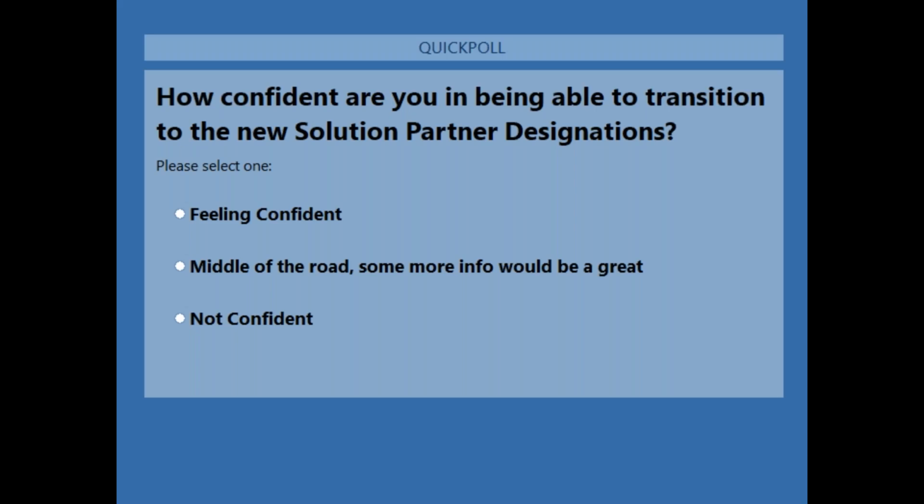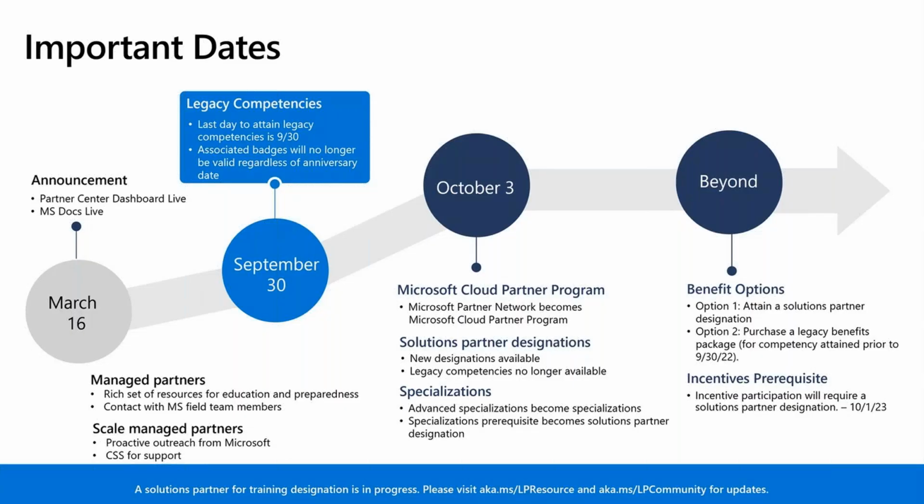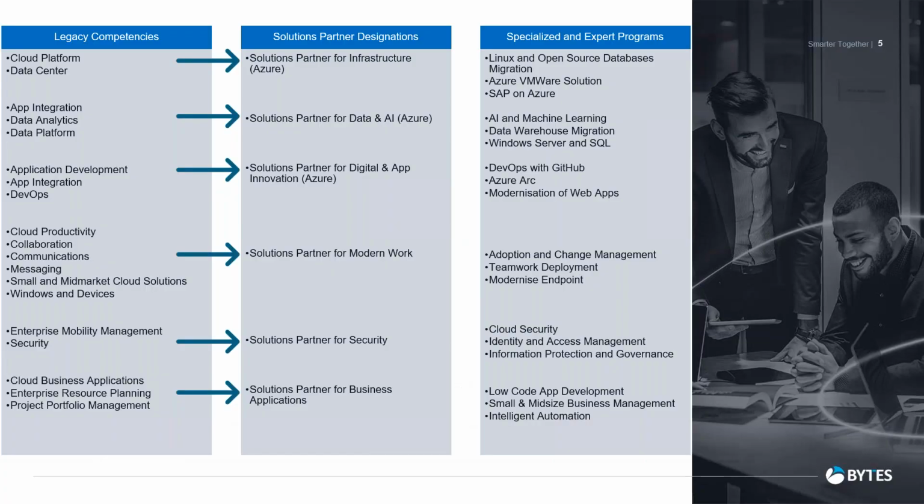What I've put together is the evolution. If you are a gold or silver partner in any of these competencies on the left, I've put the competencies, I've put what they're going to move to going forward, and I've also put the specialized and expert programs in the final column on the right, in case any of you want to go from a solution partner designation to the next step and get what was known as the advanced specialization.